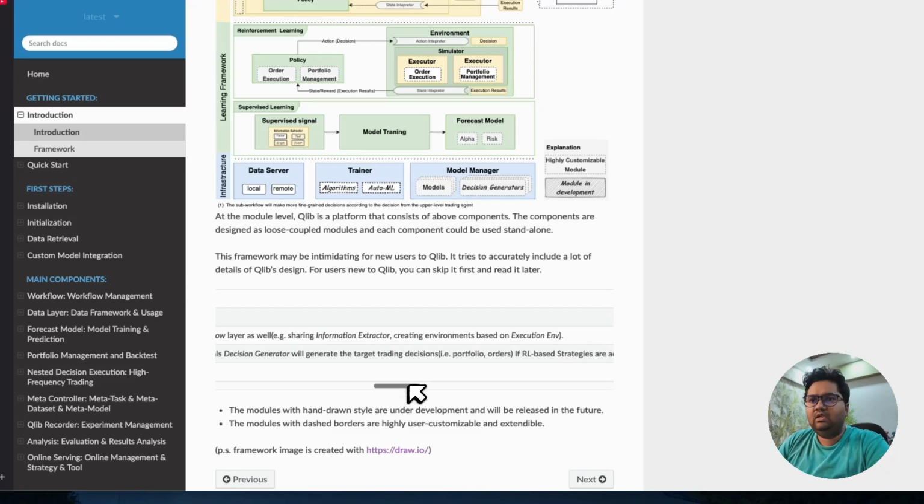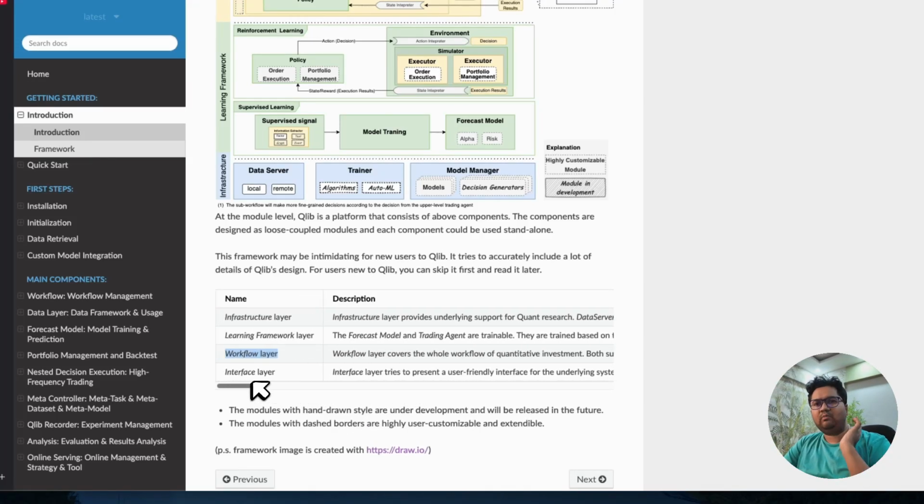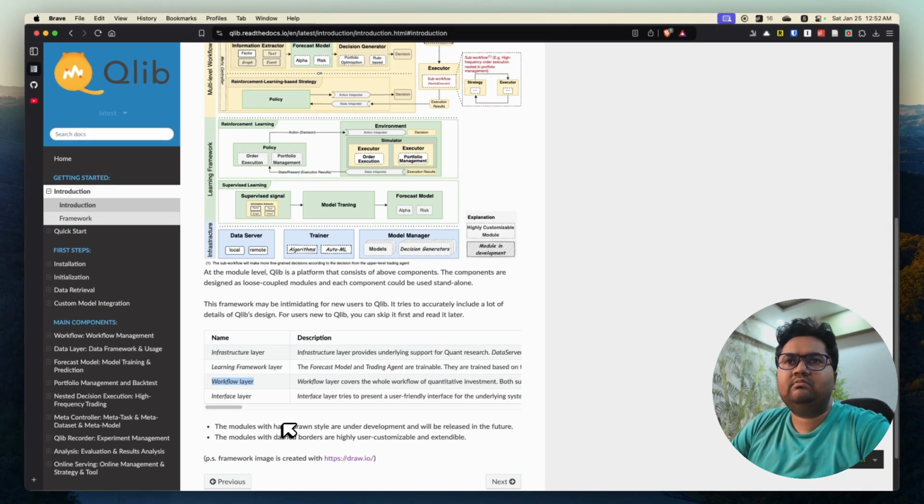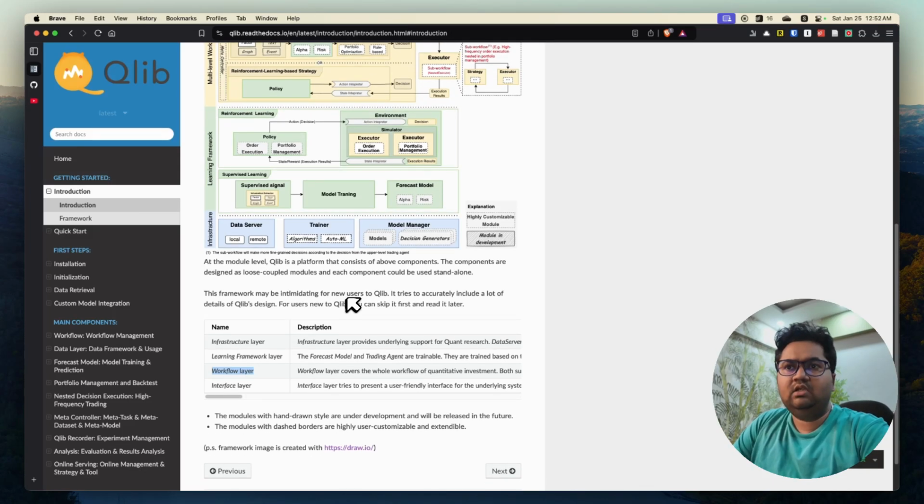So it's a well thought out framework, I would say. And eventually on top of it, you have an interface layer, which is a user-friendly interface. Some of them are existing, some of them are more like hand-drawn, so like under development, etc.